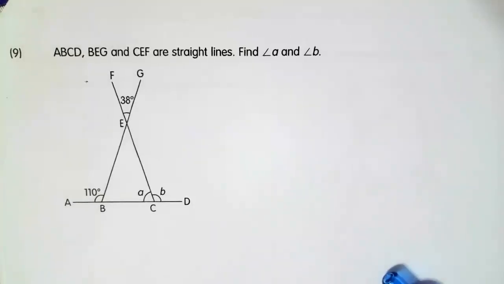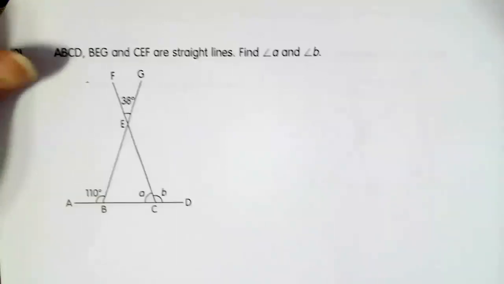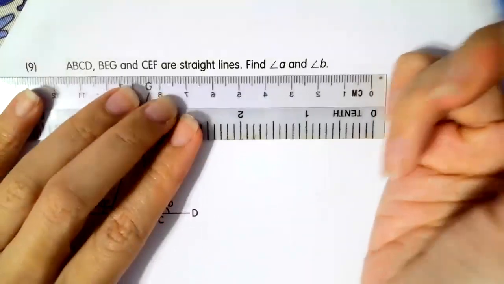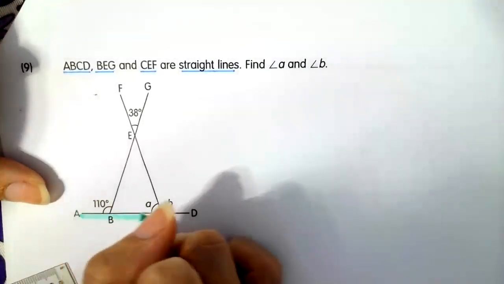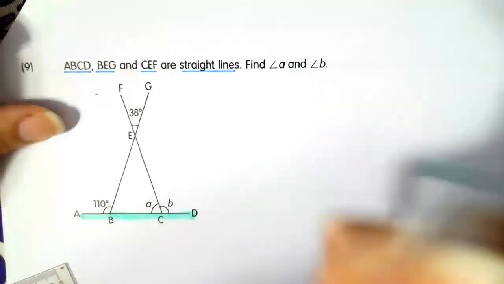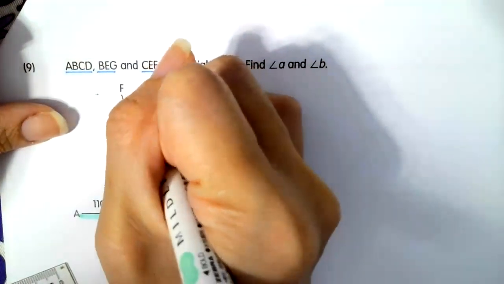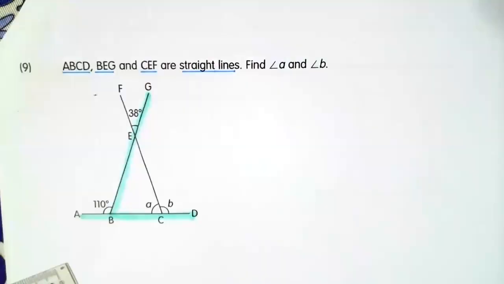Okay, for question 9, they didn't tell us any shapes or whatsoever. They only told us that there are straight lines, A, B, C, D, B, E, G, C, F, they're all straight lines. So maybe it's good for us to highlight the line first. So A, B, C, D is a straight line. And then we also have B, G straight line. And then we will also have C, F being a straight line as well.